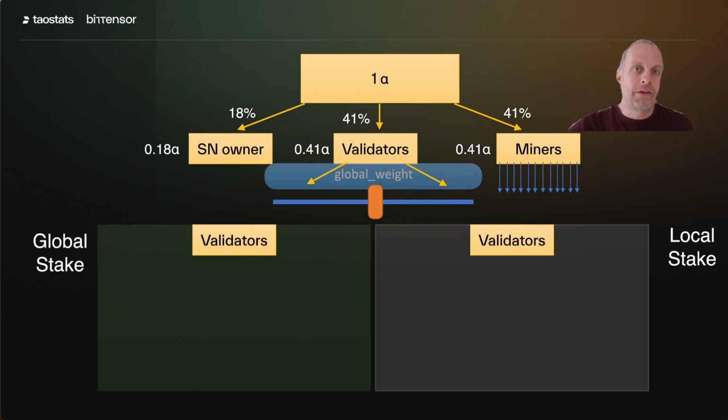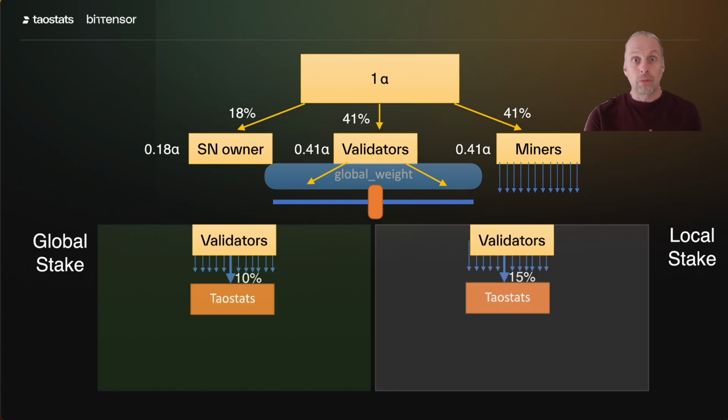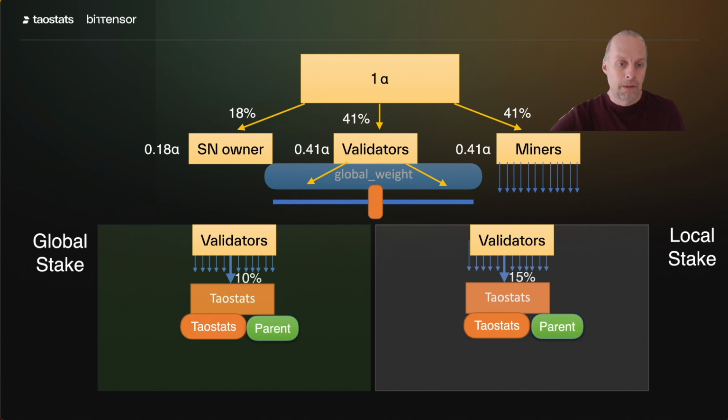This is then applied to all of the validators. So in this case, we're just going to look at tau stats. For global, maybe tau stats is 10% of the global stake, but inside this subnet, it's 15%. These are made up numbers, but they don't have to be the same. Your global stake and your local stake are probably going to be different.